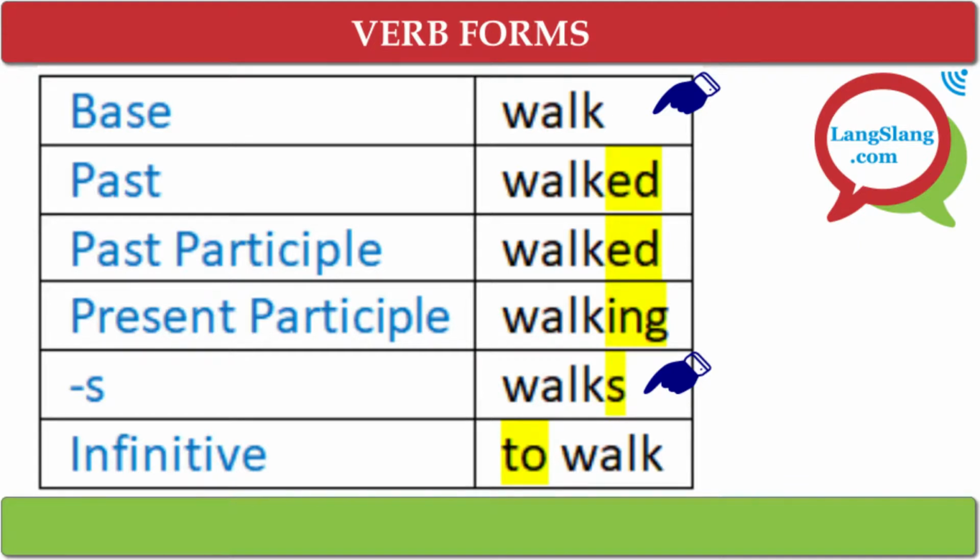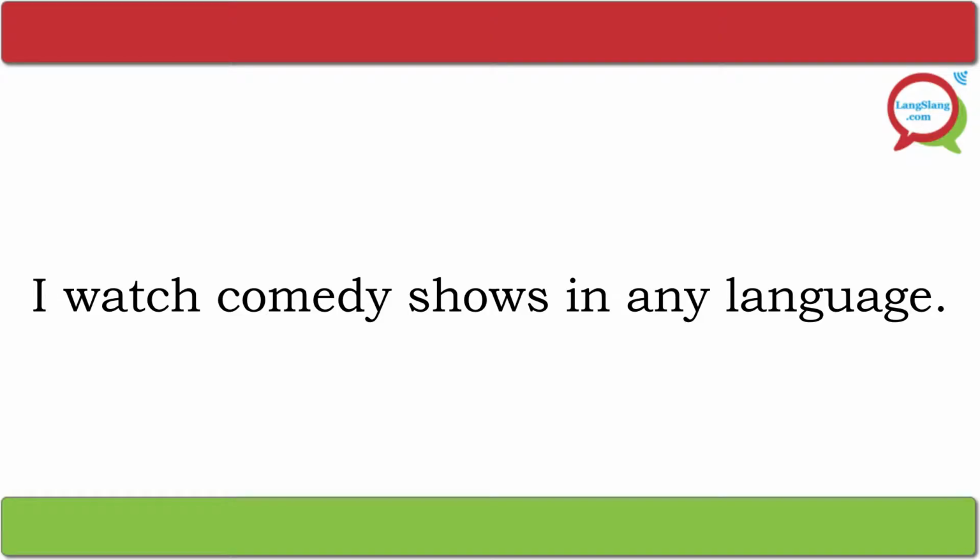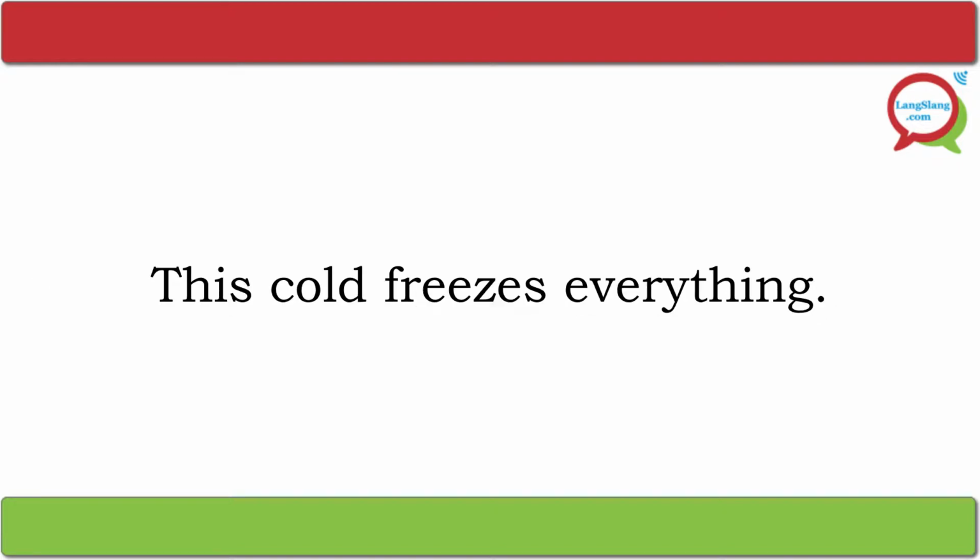Now that we know there are 6 forms of verb, we come back to our lesson, present tense. For making simple present, you use the base form of the verb and the S form of the verb. Look at these sentences. I watch comedy shows in any language. Watch is the base form. Yes, it is simple present. This cold freezes everything. Freezes is the S form. Yes, it is simple present.